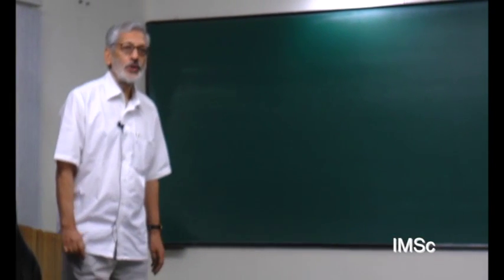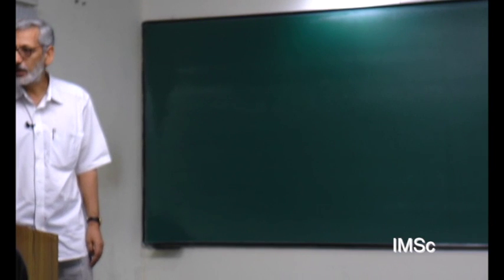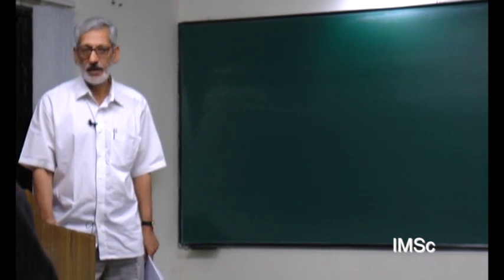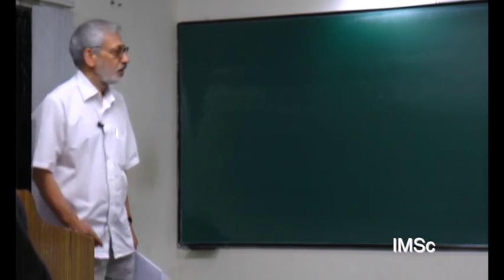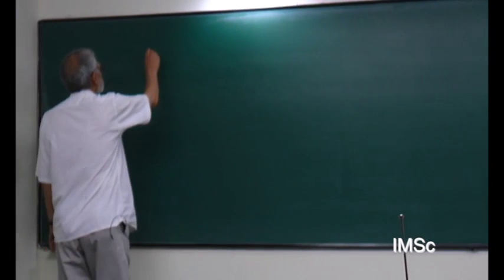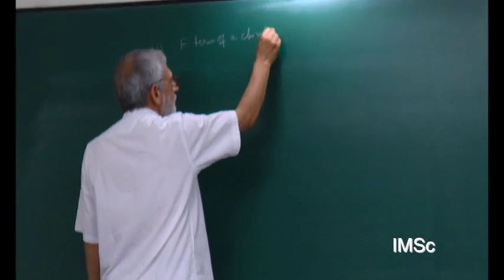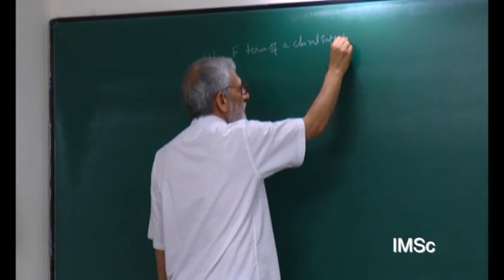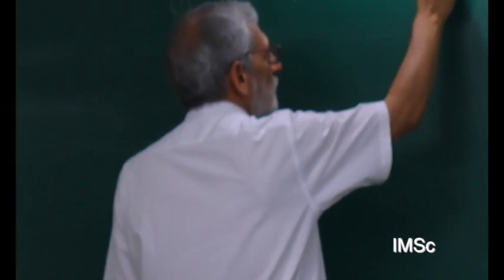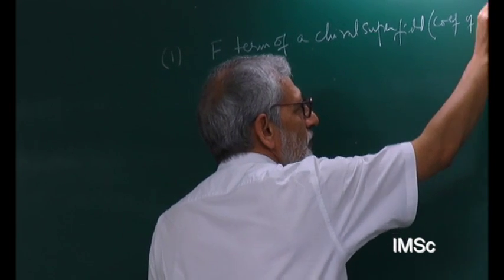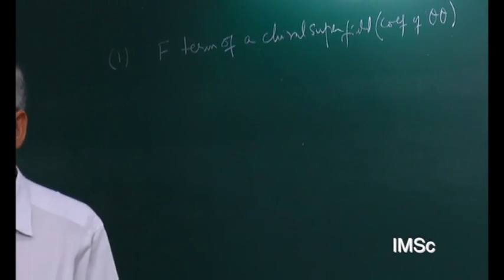Last time we discussed how to write chiral superfields and analyze some of their properties. So one property we noticed was that the F term of a chiral superfield is the coefficient of the theta squared term.